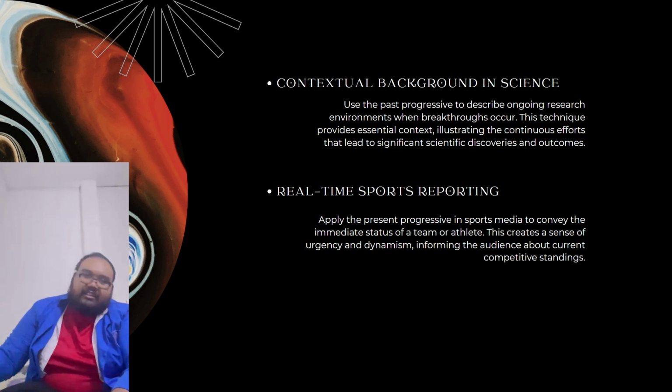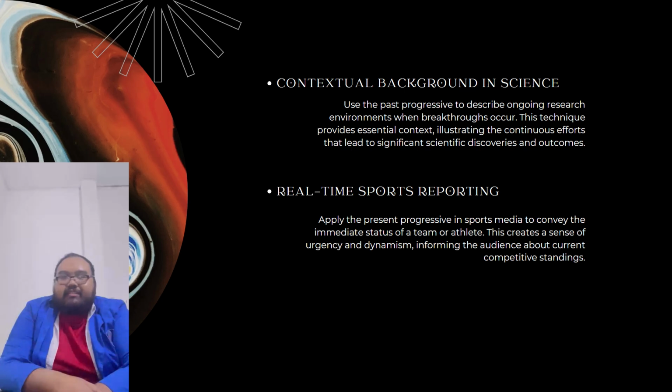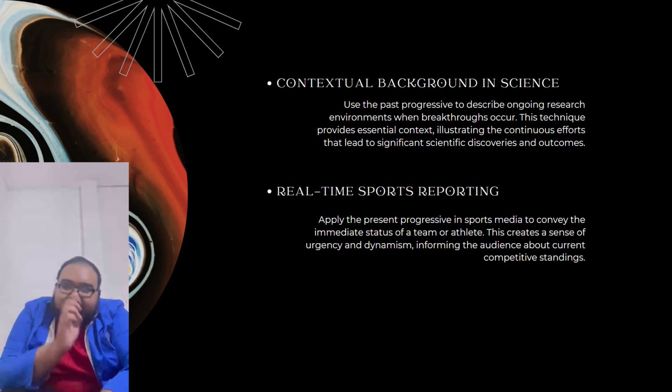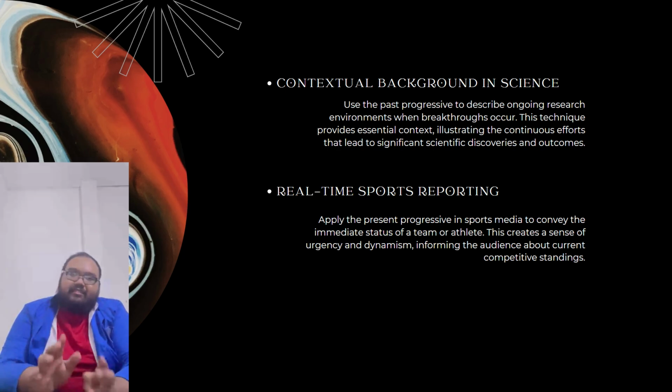The fourth one is now contextual background insights. Use the past progressive to describe the ongoing research environment when a breakthrough occurs. This technique provides essential context, illustrating the continuous efforts that lead to significant scientific discoveries and outcomes.